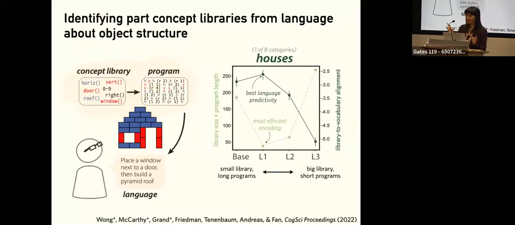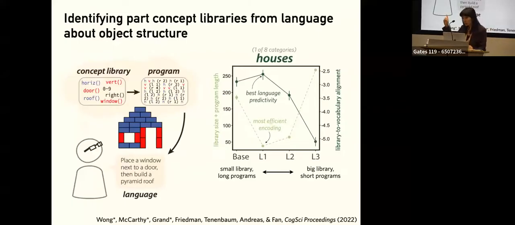Now, as it turns out, not only were these libraries representationally efficient, we found this striking correspondence between the libraries that optimize representational efficiency with those that also happen to score highly on their ability to predict actual human language about those objects, which we measured by fitting a machine translation model to align tokens from these graphics programs to tokens of language that people generated.